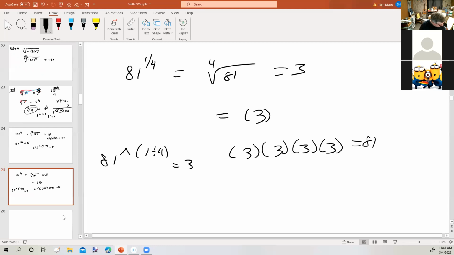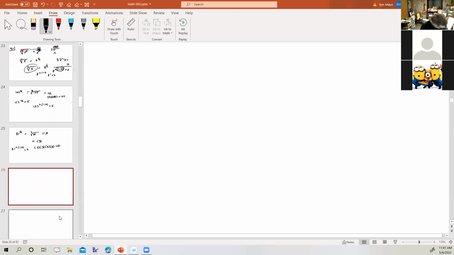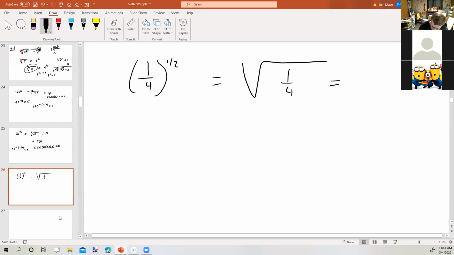Nope. All right. How about this one? 1/4 to the 1/2 power. Well, that's equal to what? The square root of 1/4, which is 1/2. We okay with that? Yes. All right.